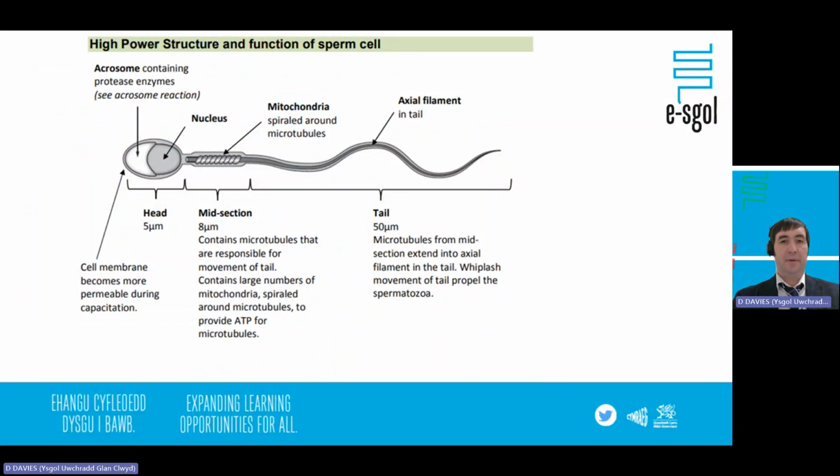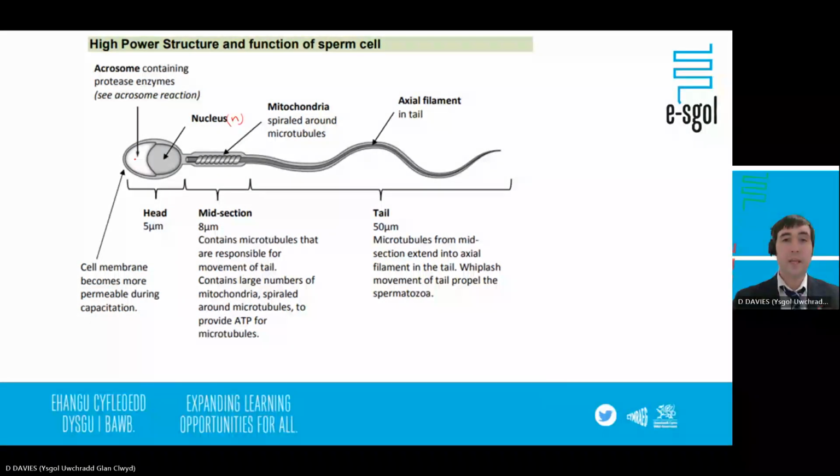So this is a picture of a sperm cell itself. And you can tell that's highly, highly specialized. Everyone knows the little tadpole shape, don't they? But it's so much more than that. You have the head, which contains the nucleus, which has the haploid number of chromosomes in it. You then have an acrosome, which is full of enzymes that carry out the acrosome reaction.